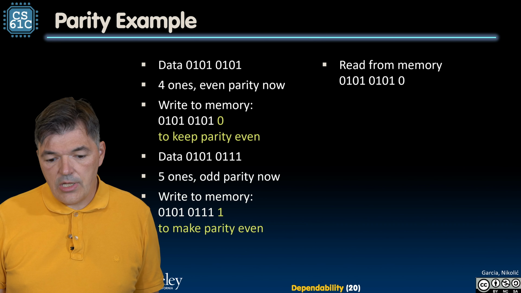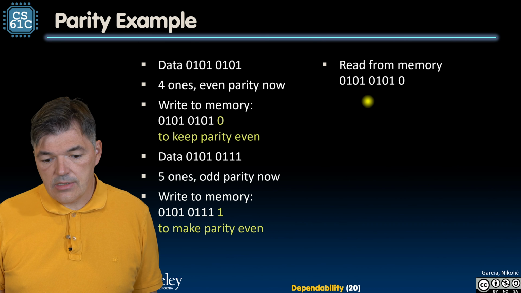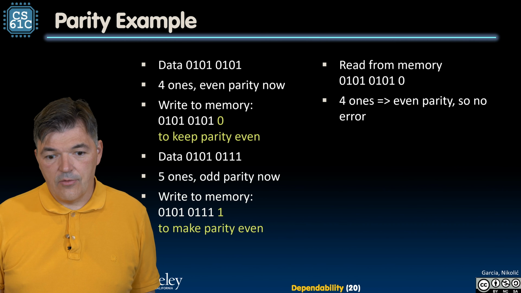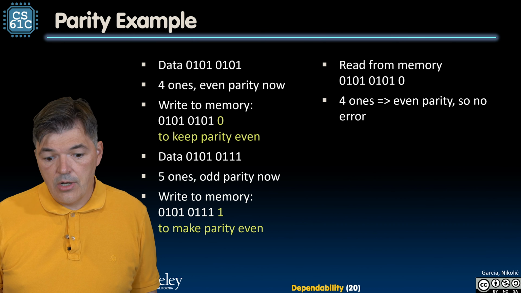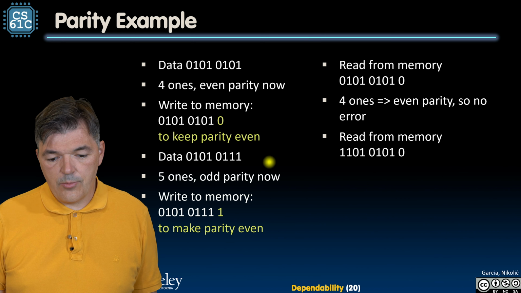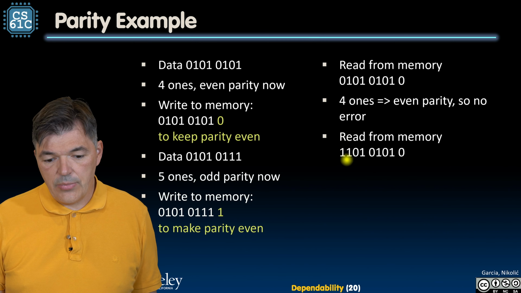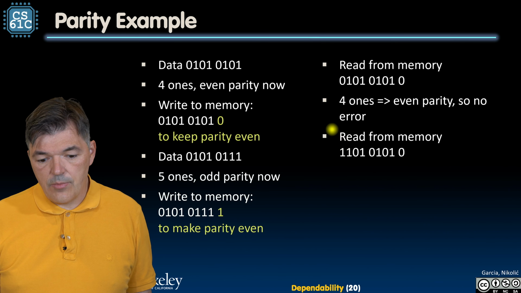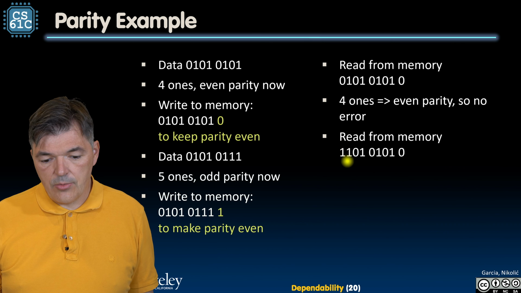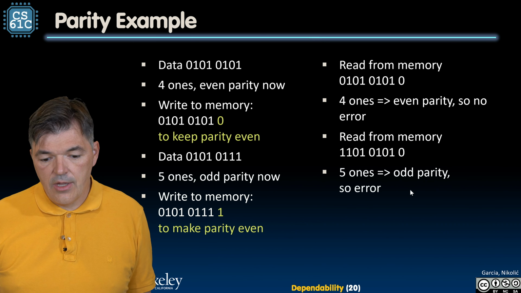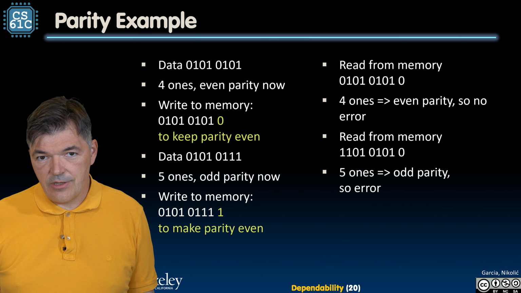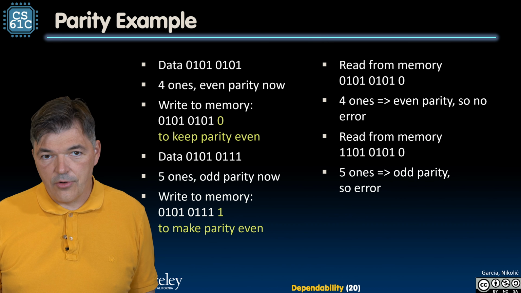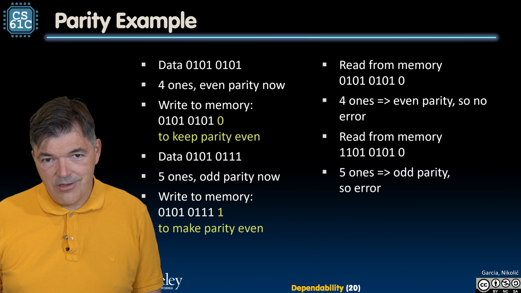If we read it the way it is, with an even number of ones, then the parity is even, so there is no error. On the other hand, if there is a bit flip, in this case in the most significant memory bit location, we count the number of ones, 1, 2, 3, 4, 5, therefore we have an odd parity. The output of that XOR is a 1, therefore there is an error. What do we do at that point? We throw an exception.